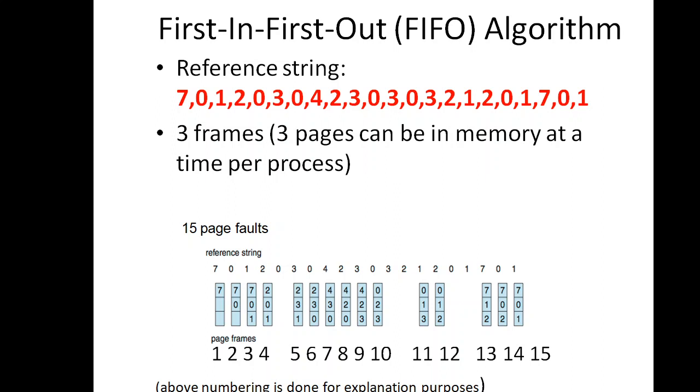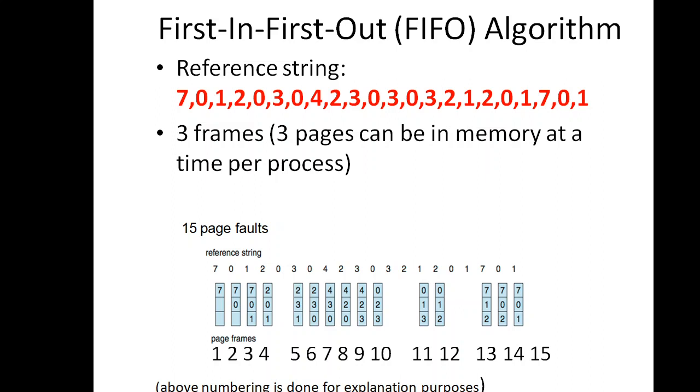Now after this the next reference is to page 2. At block 1 we have inserted 7, at block 2 we have inserted 0, so it becomes 7, 0. At block 3 we have inserted 1, so it is 7, 0, 1. Next, at the fourth block, I have to insert page 2, but there is no free frame. So now I have to replace a page.